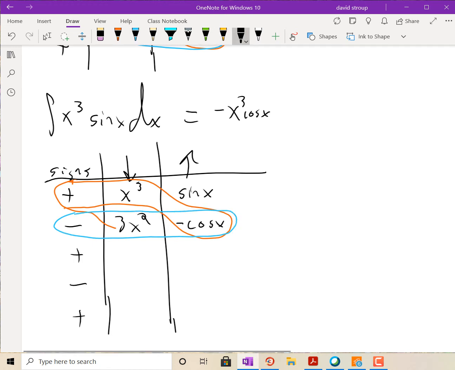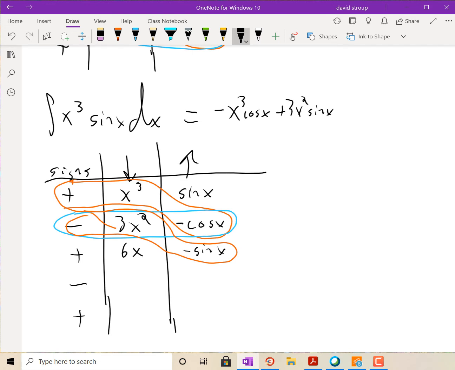So then I go to the next row, 6x. The integral of negative cosine x is negative sine x. Immediately write down the diagonal. So that will be positive 3x squared sine x. Ask yourself, can I integrate this row? Nope. So you immediately go down to the next row. So that will be 6. The integral of negative sine is positive cosine x. Write down the diagonal.